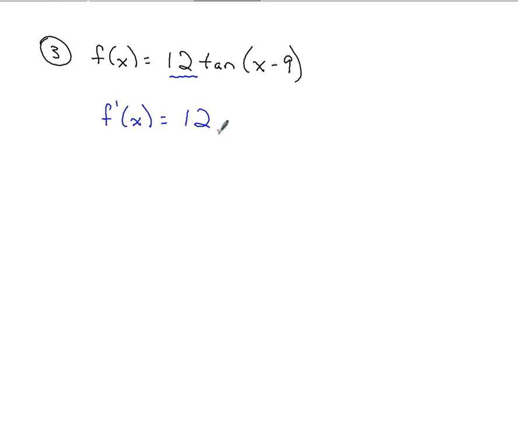Okay, now we have to use what we know about our chain rule with regards to trig functions. We start with this tangent concept and we think about the derivative as it relates to tangent. As it relates to tangent, that would be secant squared. So I write secant squared.